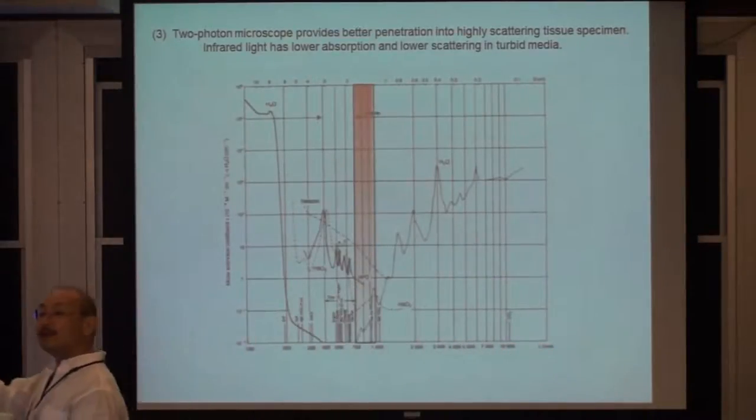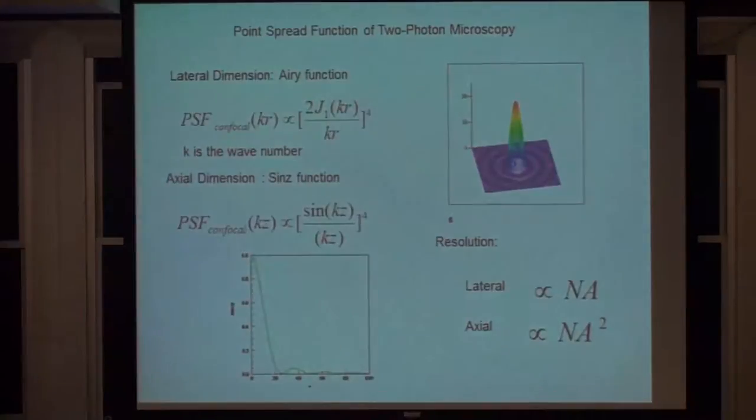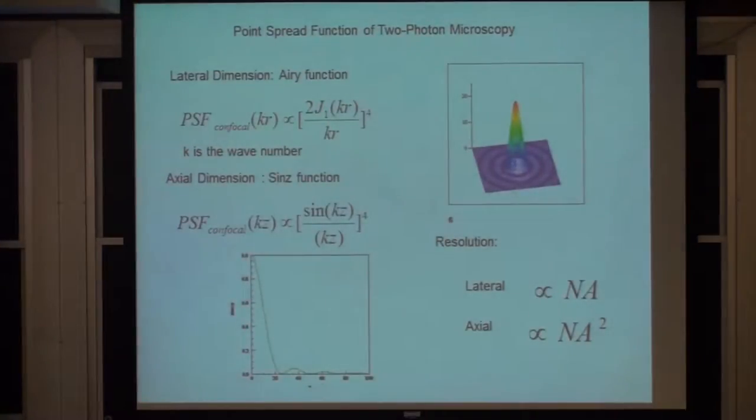And as it turns out, the amount of light scattering by scatterers depends on wavelength. Typically, it goes 1 over the wavelength. So longer wavelength, you have less scattering. In fact, that's why the sky is blue. So if you go to longer wavelength, you have less scattering, and in general, you can go deeper. And so that's one of the advantages of two photon microscope. I don't want to go into detail here.